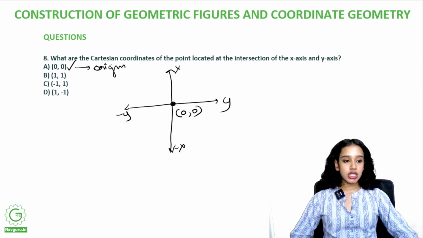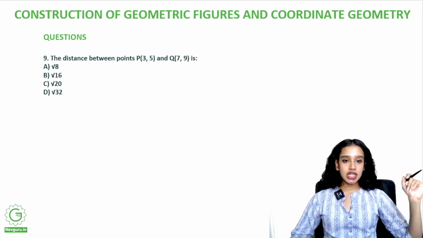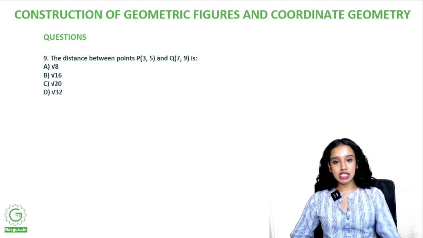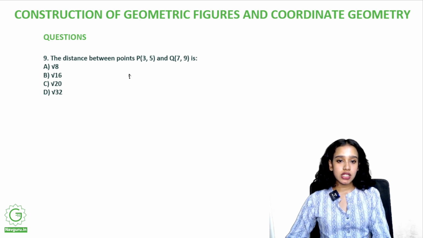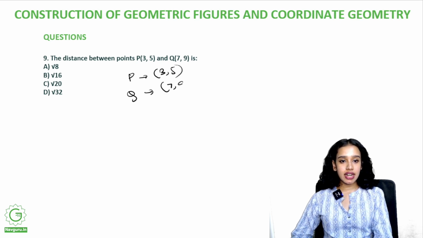Now let's move on to the next question, which is the distance between point P(3, 5) and Q(7, 9). So we have 2 points which is given as P with the coordinates 3 and 5, and we have Q with the coordinates 7 and 9.